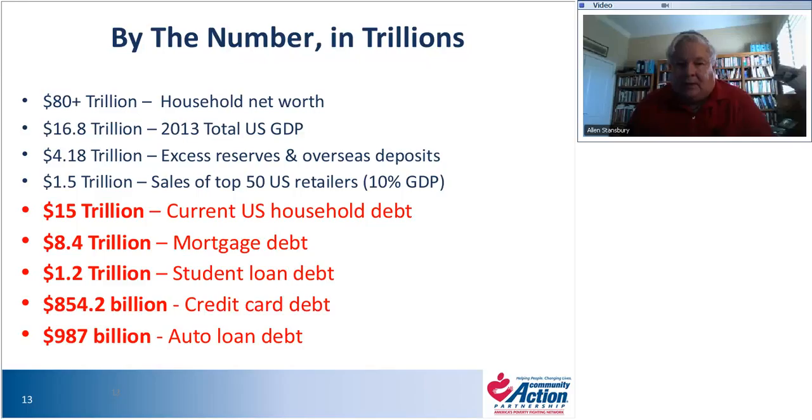Now, the drag on the economy is that $15 trillion or so in current U.S. household debt: $8.4 trillion in mortgage debt, and here's the big one, $1.2 trillion in student loan debt, credit card debt not quite $900 billion, auto loan debt almost $1 trillion. And these are, so to speak, drivers of our economy, the debt that we have. Going on to the next slide.